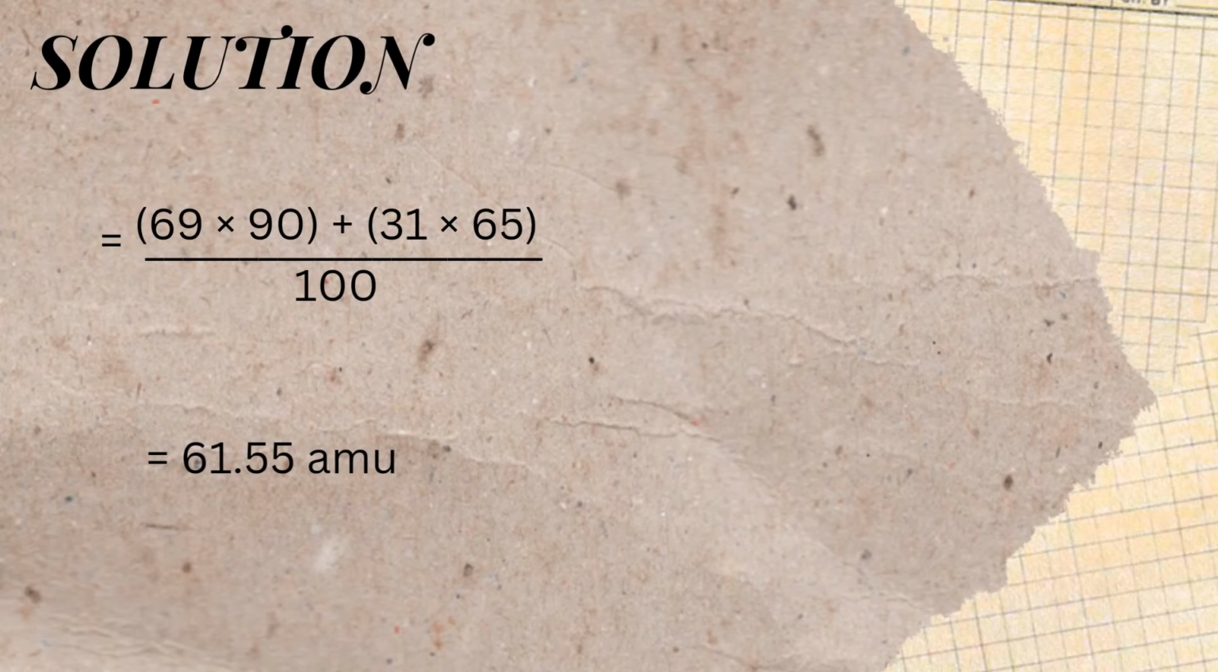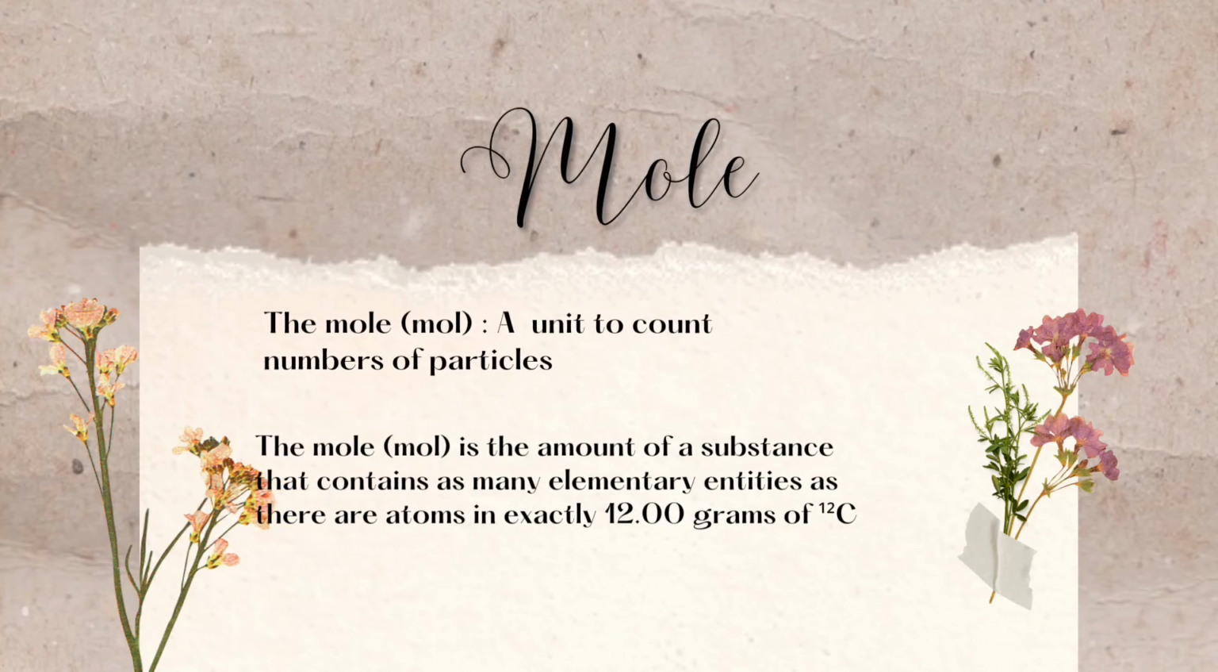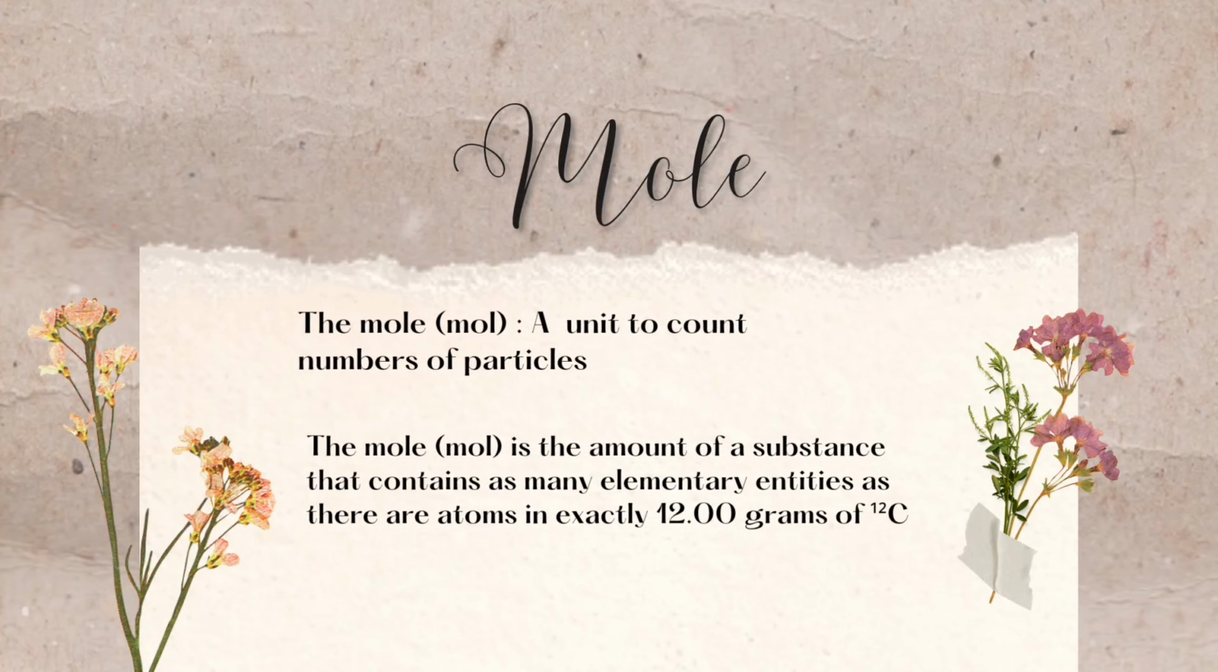Let's move on to the next subtopic. The next subtopic is mole. The mole is a unit to count numbers of particles. The mole is the amount of a substance that contains as many elementary entities as there are atoms in exactly 12 grams of carbon-12. How can it be?